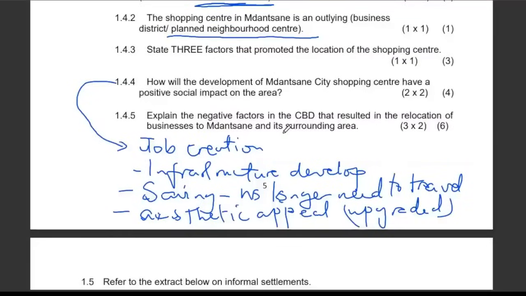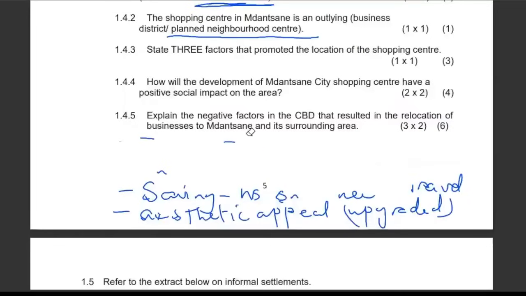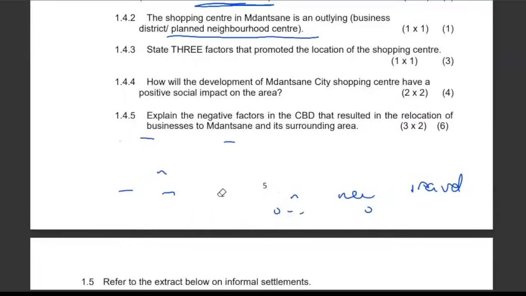So basically, those are some of the ideas that you can use to answer that question. Right, we move on to the next question, number 1.45. Explain the negative factors in the CBD that resulted in the relocation of businesses to Mdantsane and its surrounding area. We are looking at what we call the centrifugal factors. Negative factors in the CBD that drive business out to Mdantsane and its surrounding areas.